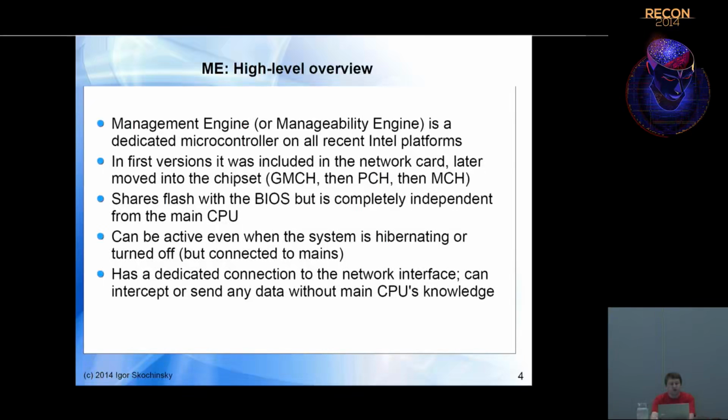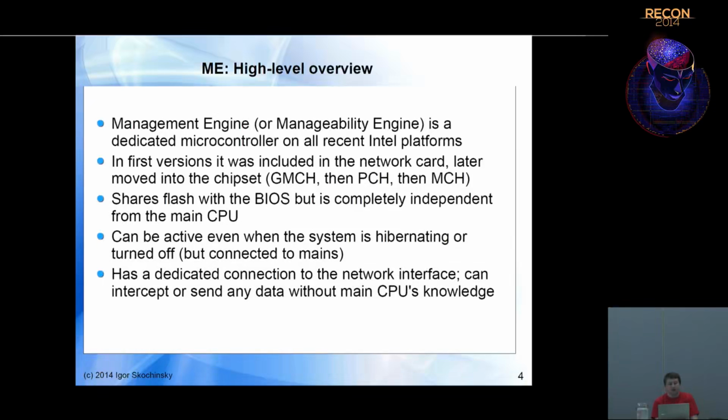In the first versions, when Intel just introduced it, it was intended for management, as obvious from the name. So they put it in the network card, one of the, I think it was codenamed Tekoa. And later they moved it into the chipset, because it was more convenient. So this microcontroller needs some code to run, like a normal processor. And this code is stored in the same flash chip as the code for your BIOS. However, the controller itself is completely independent from the main CPU.